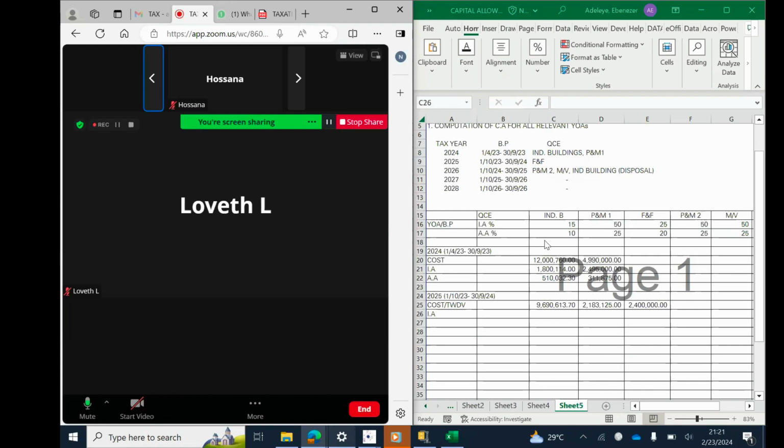Are we going to have initial allowance for this industrial building and plant and machinery? I'm sorry, I'm still trying to follow up. Yes, sir, we will have it for industrial building and plant and machinery. Why are we going to have initial allowance? Osana, you answer. Explain to Lovett the reason why we're going to have initial allowance for industrial building and plant and machinery.